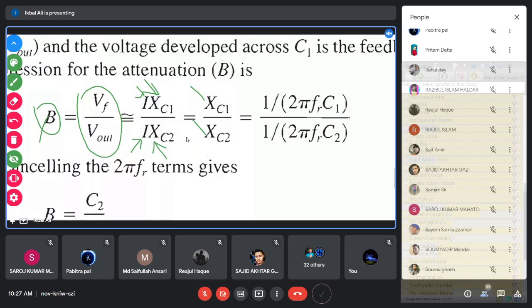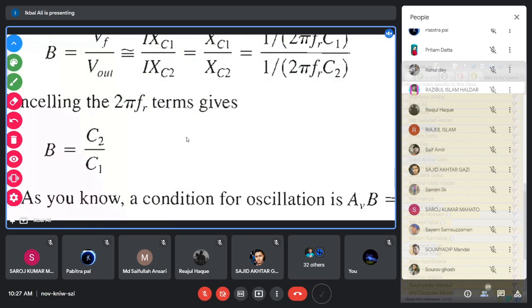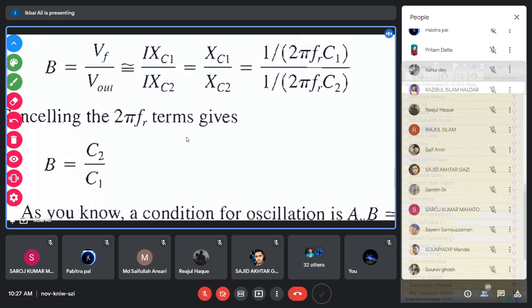What is XC1? The impedance of the capacitor C1. It is 1 by 2 pi FR C1, where FR is the frequency, actually the resonant frequency. And in the denominator you have the impedance of the capacitor C2. So ultimately, from this expression, you will get this one. What is your beta? Ultimately the beta will become the C2 by C1 ratio.